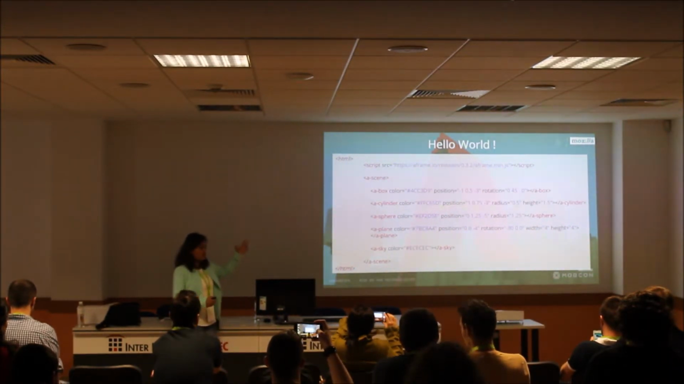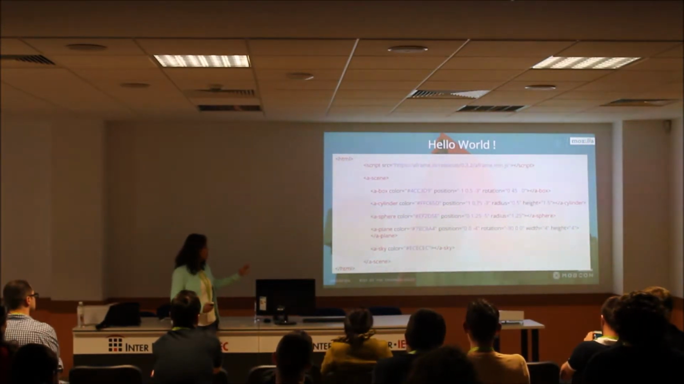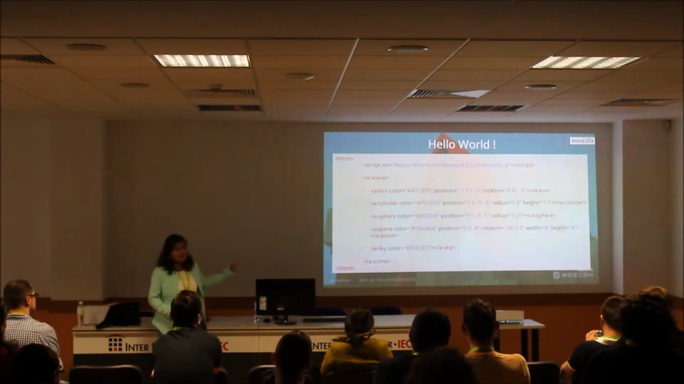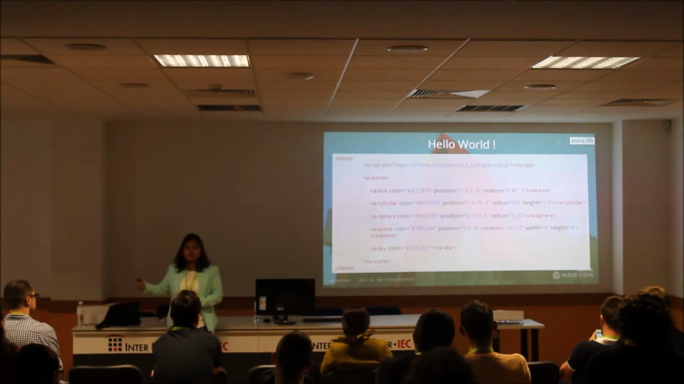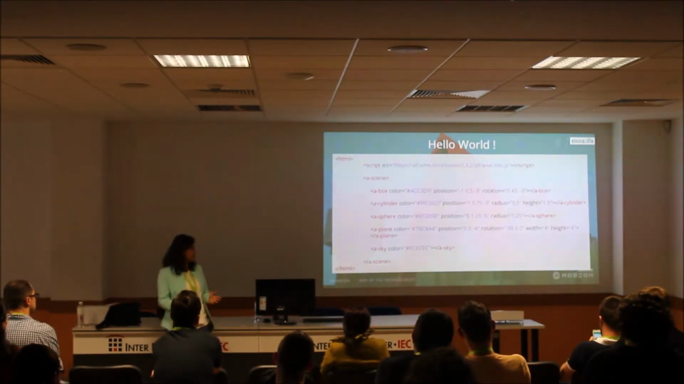And the a-cylinder, okay, there was a cylinder with some particular color, and there's a sphere, a plane, and there's a sky. As I said, we are using color for the sky. We can also use SRC and include an image, a 360-degree image for the sky right there. So let's see how it looks in the browser.